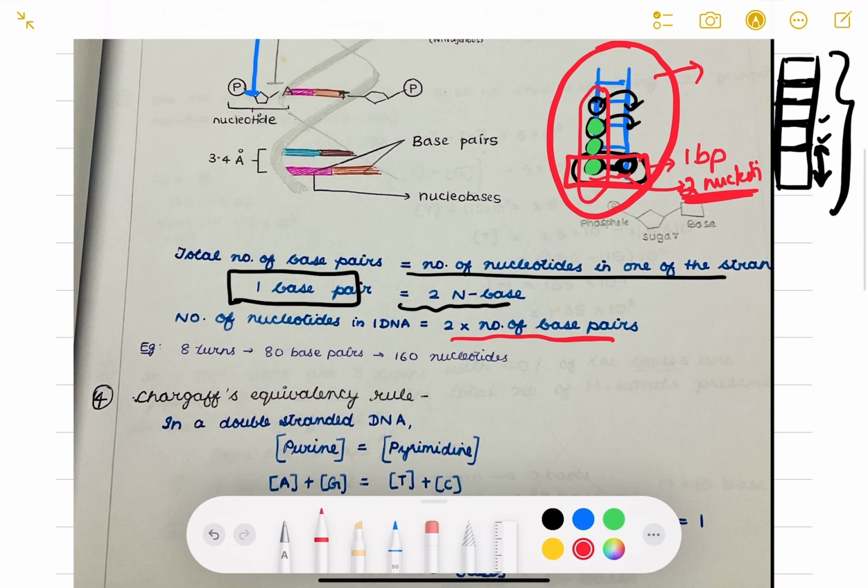For example, if they give you that there are 8 turns in a DNA, then what does it mean? Like 8 turns having 80 base pairs, they say. Then how many nucleotides would you have? You'll have 160 nucleotides. As I told you, this is one base pair, whereas this is one nucleotide. So if there are 80 base pairs, there are 160 nucleotides. Alright, so this is the third concept.